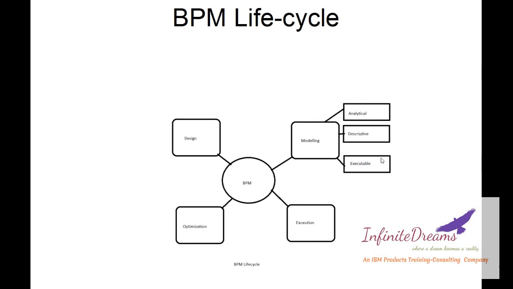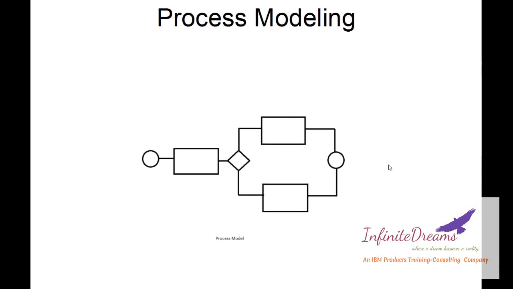Then the third one is executable modeling. Executable modeling is basically to implement a process model, and this model has a detailed functional requirement to implement the business process. Now we will see what is a process model. Process model is basically a graphical representation or a diagram of business process that is easily understood and easily communicated. It basically follows a BPMN standard, that is Business Process Modeling Notation.